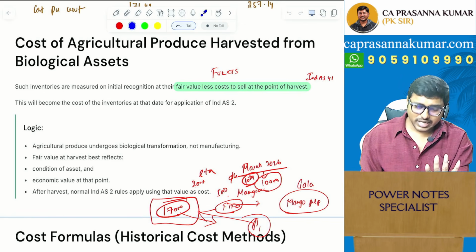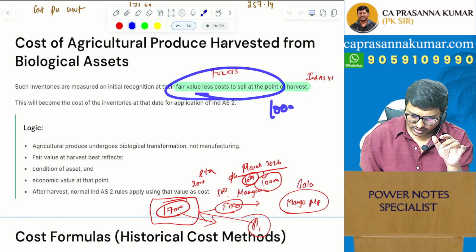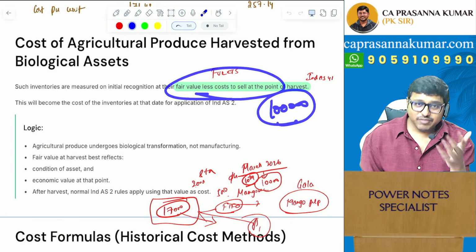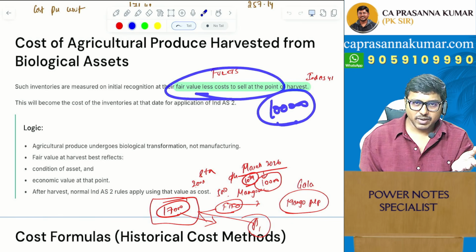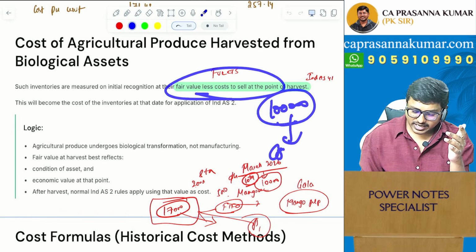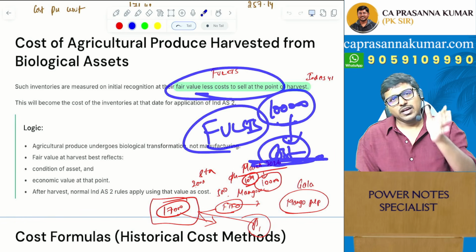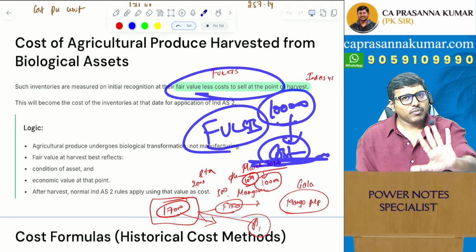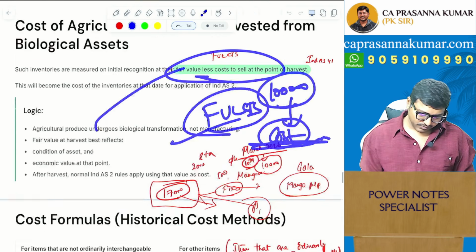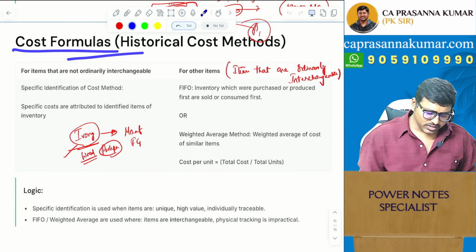Once you have valued that at FELCTS, which is, say for example, 1 lakh, hereafter it becomes inventory and Ind AS 2 will be applied, and this 1 lakh will be taken as cost, which means that FELCTS will be taken as the cost of the inventory, and after that Ind AS 2 will apply. This is the only point that you have to keep in mind. That's all. Next. Another concept is cost formulas.